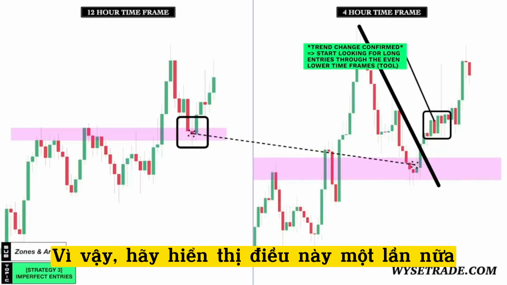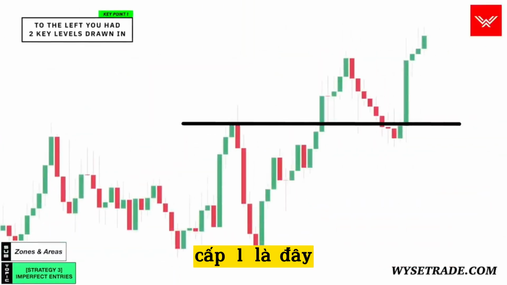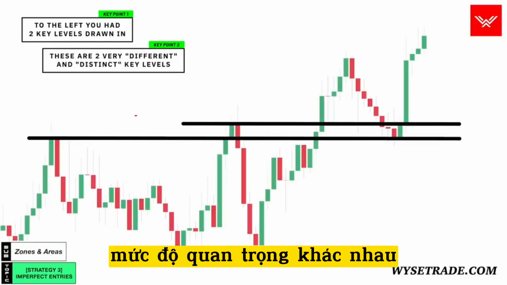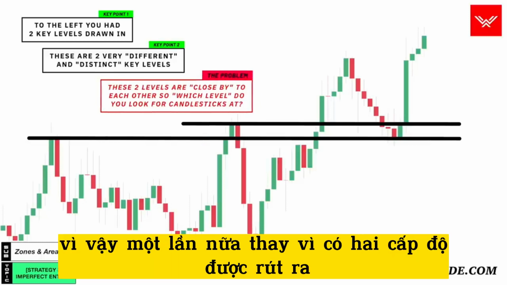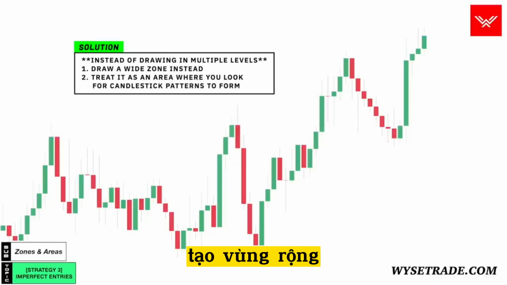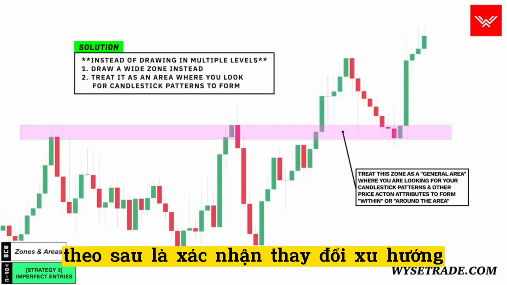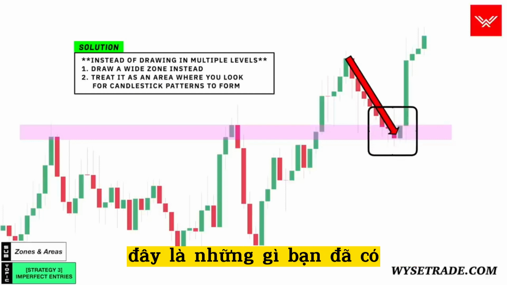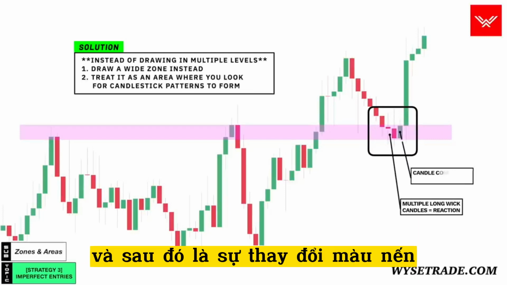So let's show this again. To the left, level 1 is here, level 2 is here. These are two very clear and distinct different key levels, but they are close by to one another. So again, instead of having two levels drawn in and causing paralysis and confusion, create a wide zone and look for candlestick patterns to form in that wide zone and area, followed by a trend change confirmation. So as price came into this area, here's what you had. Multiple long wick candles reacting to the area, and then a candle color change.